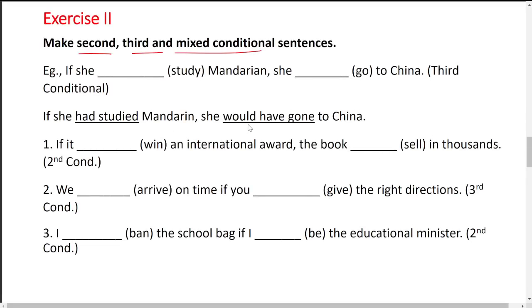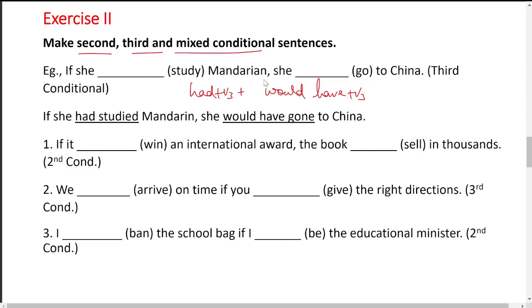Next here, make the second, third and mixed condition. So there can be a mixed condition, a second condition, and a third condition also. In this case, it is given as third conditional. As I told you, the third condition comes with had plus v3, and it must be combined with would have plus v3. Right? This is the structure for the third condition. Now look at the first one. What do we have here?